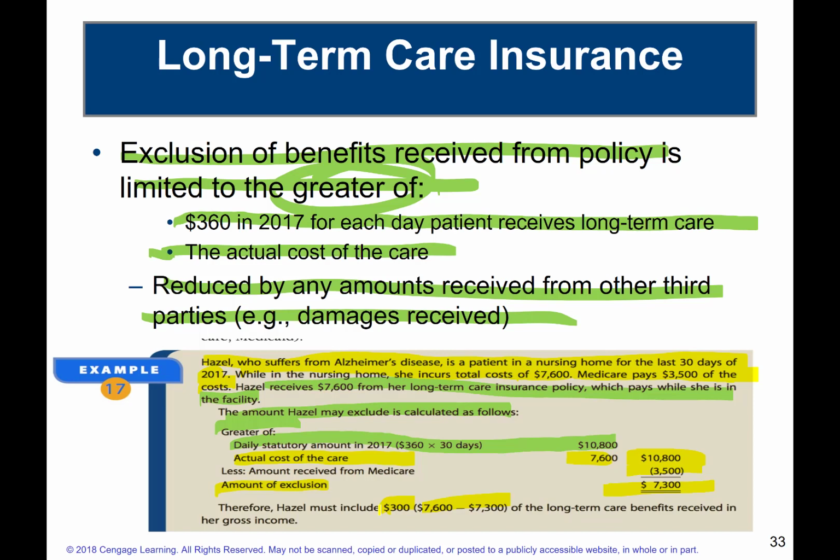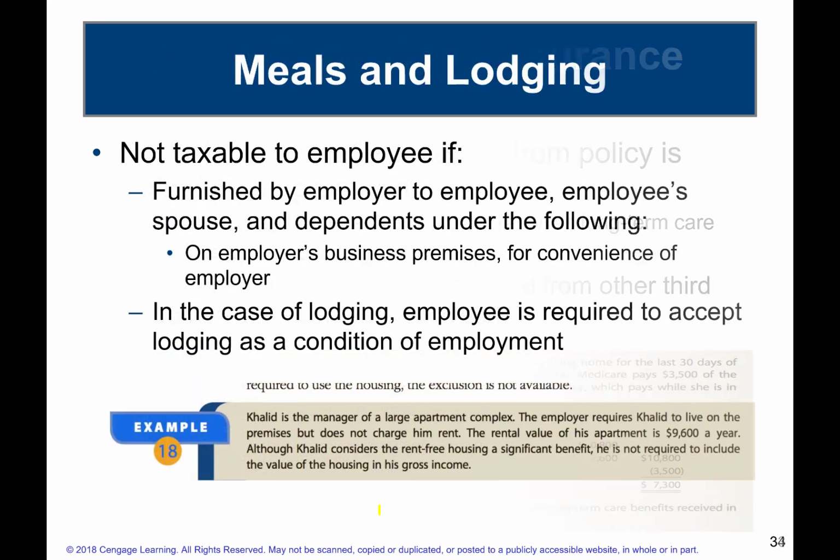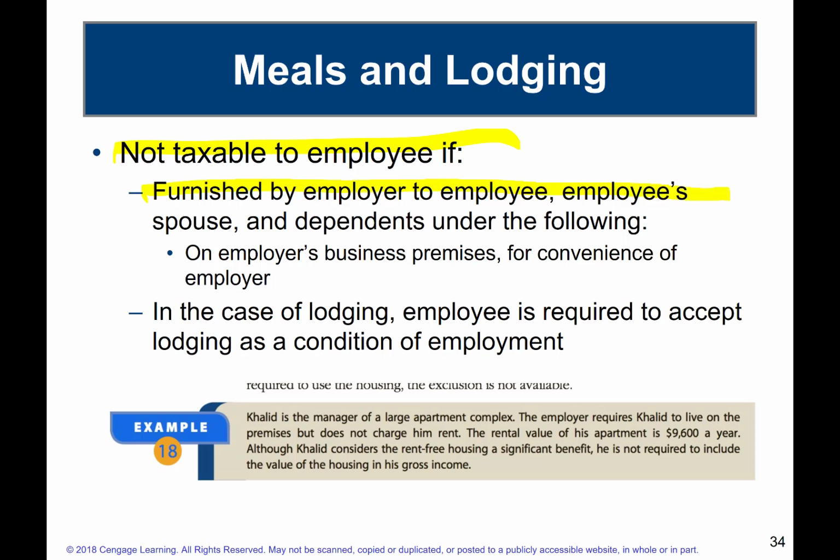Okay. All right, good. Meals and lodging. Okay, what happens here? Not taxable to the employee if furnished by the employer to the employee, spouse, dependents on the employer's premises for the convenience of the employer. And if you go into tax, you will absolutely have meals and lodging provided to you for the benefit of your employer, because they don't want you to leave, because they want you to sit there and grind out tax returns long into the night.